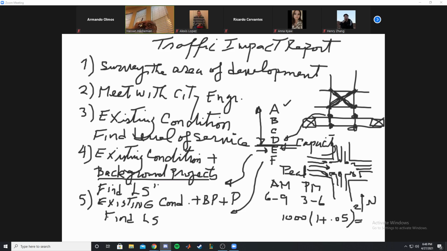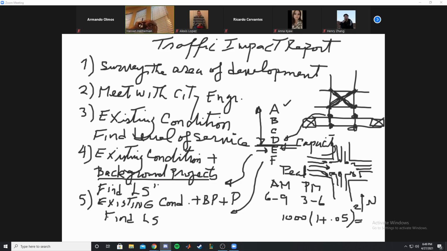Now, this traffic impact report is mainly for negotiation, because the city says that because you turned that intersection into F, you have to do mitigation measures, figure out what to do in order to bring it to D or C. And if there is any cost associated with it, the developer has to pay for it. So it will cost the developer money.